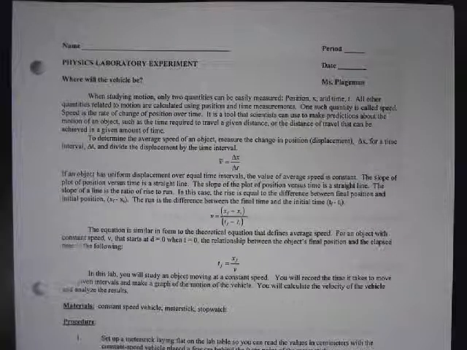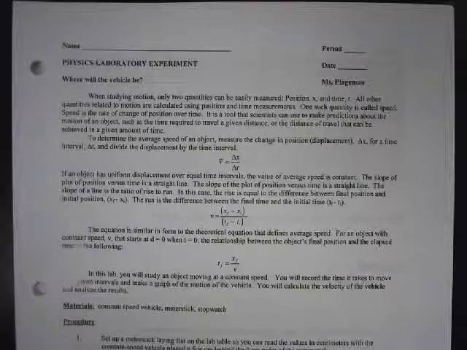Today we finally get to do a lab, and this lab is called Where Will the Vehicle Be? In studying motion, only two quantities can be easily measured, position and time. All other quantities related to motion are calculated using position and time measurements. One such quantity is called speed.